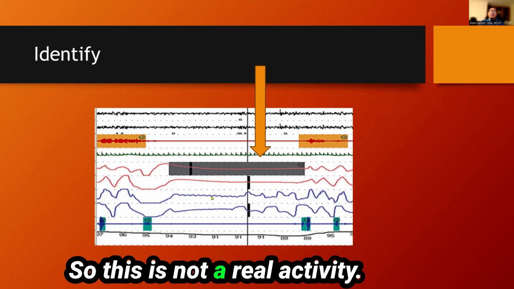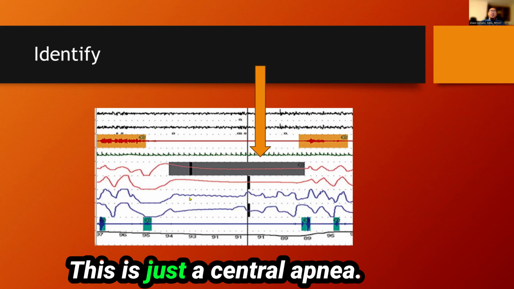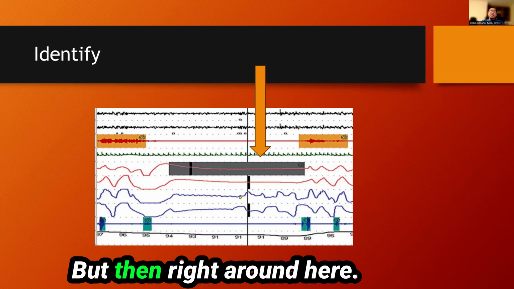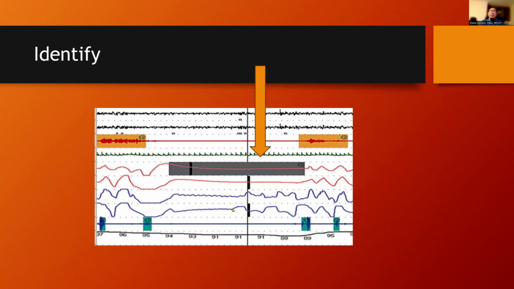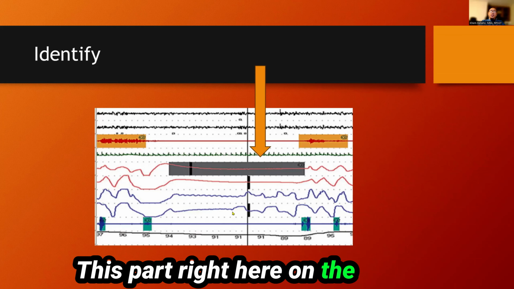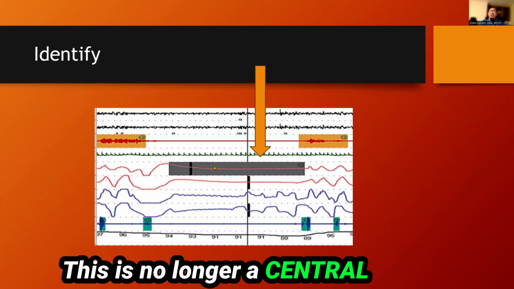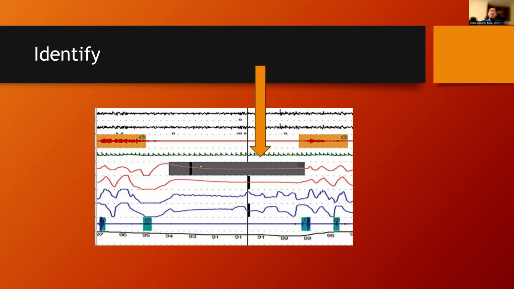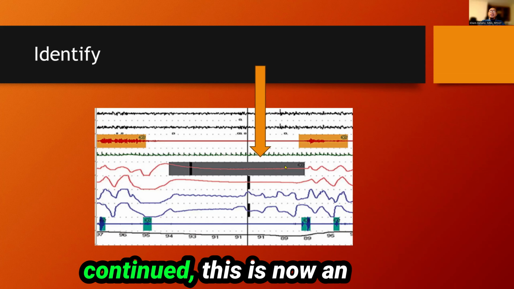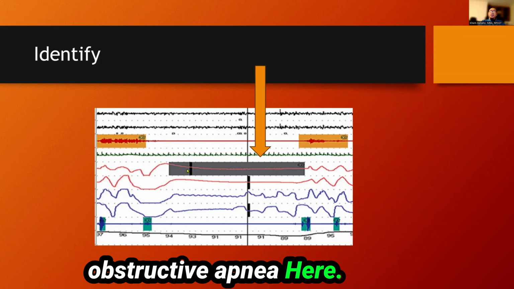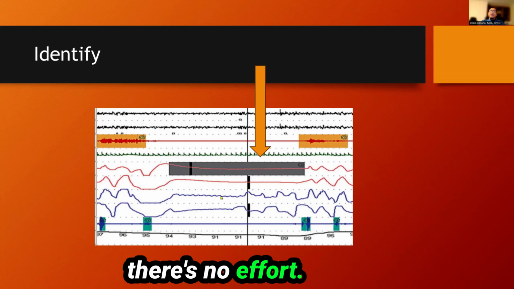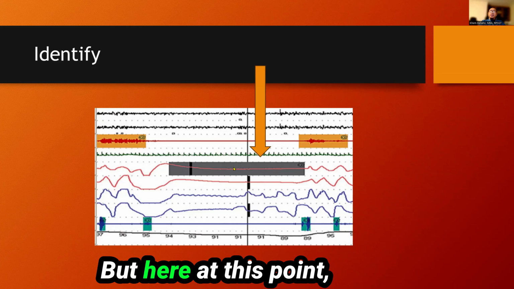So this is not a real activity. This is just a central apnea. But then right around here, on the abdominal channel, the patient starts to breathe. This is no longer a central. However, there's still no flow. Since the obstruction continued, this is now an obstructive apnea. Here, there's no flow, there's no effort, so it's central. But here, at this point, you have effort.